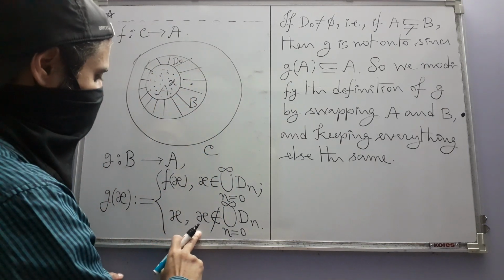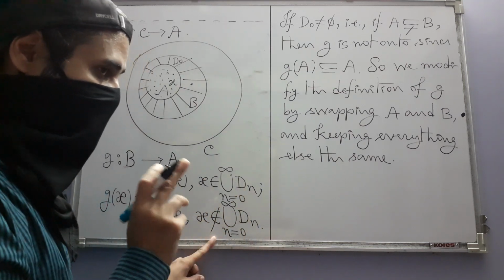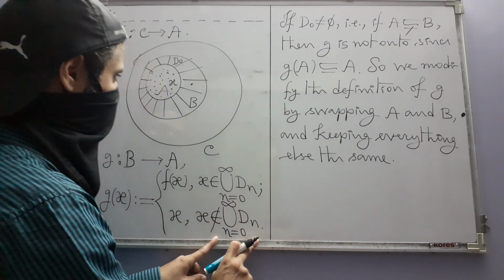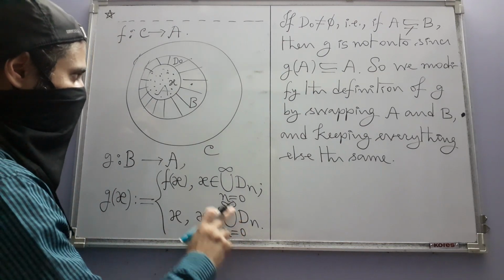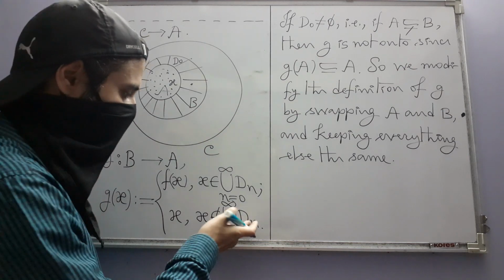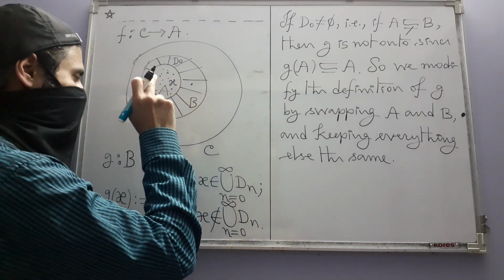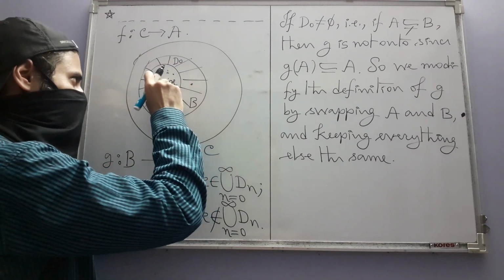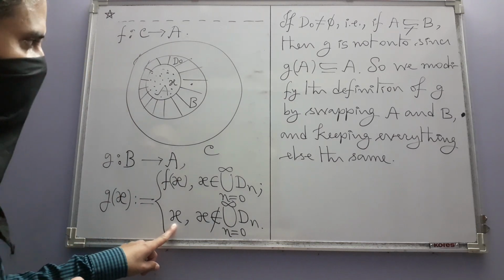And if X does not belong to this union, note this carefully. If X does not belong to this union, then in particular, X does not belong to D naught also, because D0 is one of the sets in this union. So that means since X is in B and it cannot be in D naught, X is forced to be inside A. And the output is also X.